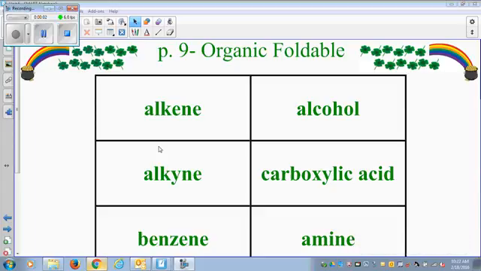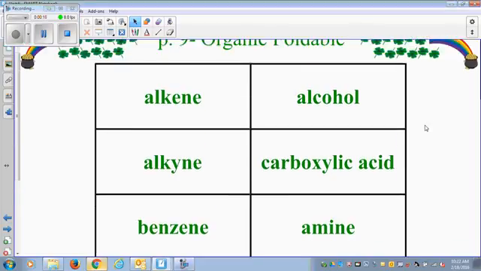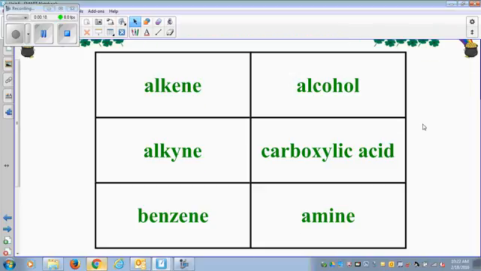Hi everybody. In this video we will talk about organic compounds. So you're going to put a foldable together. Take a plain piece of paper, fold it in half lengthwise, and then you can divide it into these 6 sections. In the last unit we talked about alkanes, a saturated compound in which all you had was single bonds.